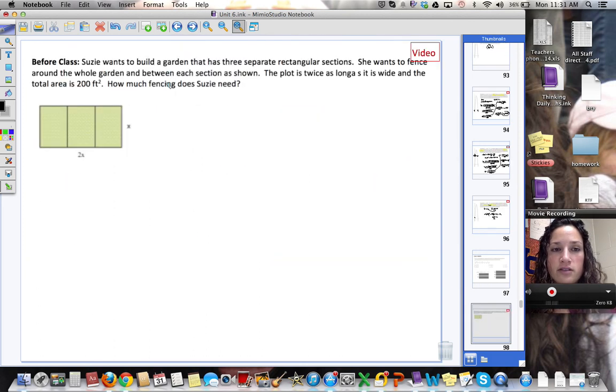Oop, where is it? There we go. Before class, Susie wants to build a garden that has 3 separate rectangular sections. She wants to fence around the whole garden and in between each section as shown. The plot is twice as long, little typo, twice as long as it is wide, and the total area is 200 feet squared. How much fencing does Susie need? So try and do this using the quadratic, remembering that area is base times height, so there's a little hint for you.